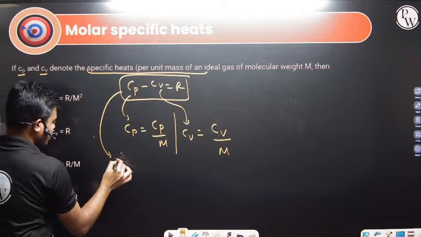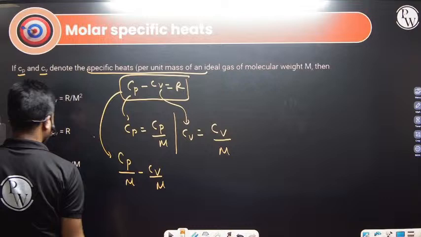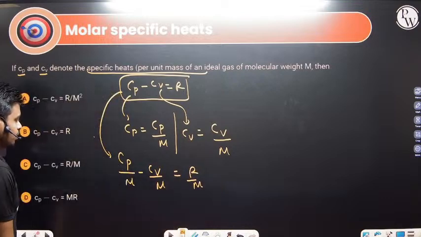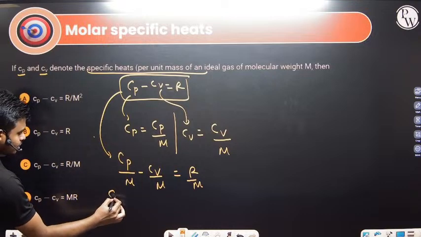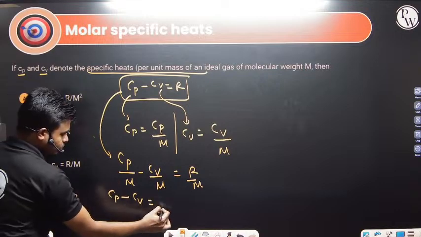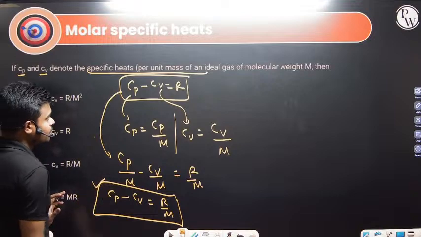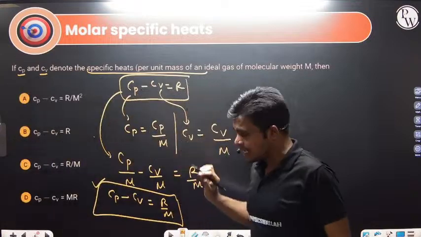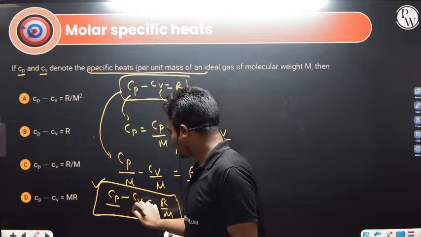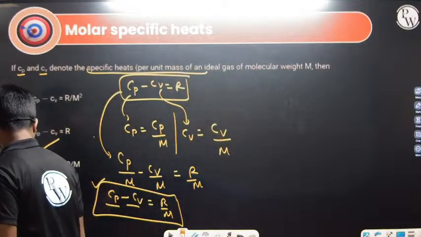So here we can write this will be Cp by m minus Cv by m is equals to R divided by m. So this particular term, small cp minus small cv is equals to R divided by m. This formula is for molar heat capacities, and this formula is for specific heat capacities, that is defined for 1 gram of the substance. So this will be R by m. The answer will be option C over here.